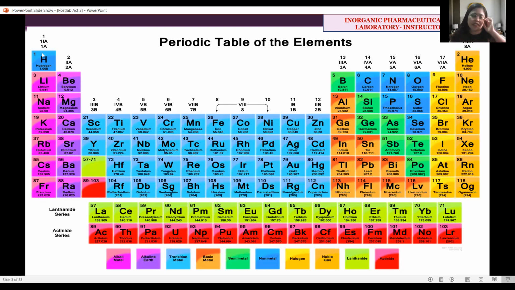Naka-increasing atomic number ni sila class. So we start here with 1, going there sa helium, 3, 4, 5, and so on. However, as they arrange the periodic table according to the increasing atomic number, they actually noticed that the elements being grouped together, whether it is vertical or horizontal na grouping, share some similar characteristics. Thus, we have now the groupings like, we call it groups or family.